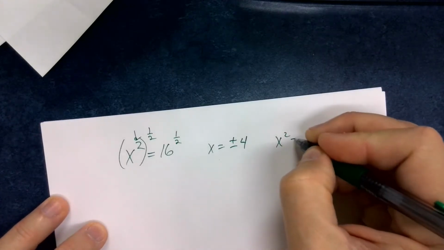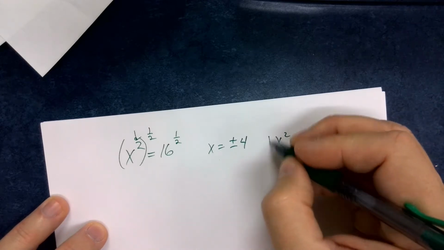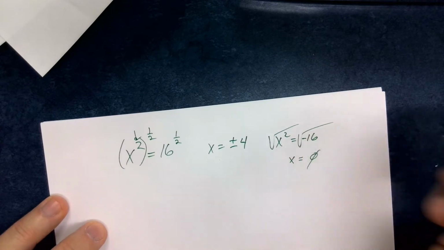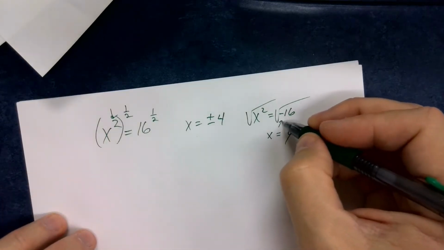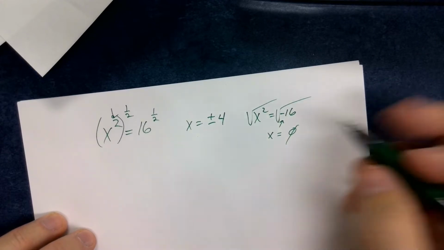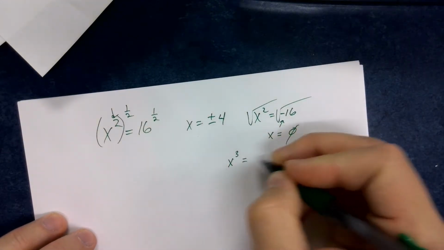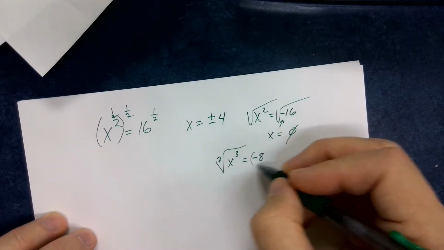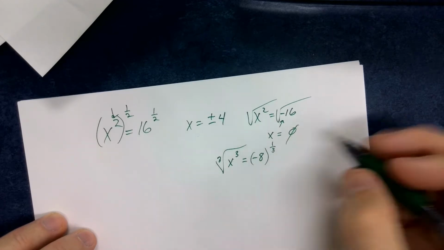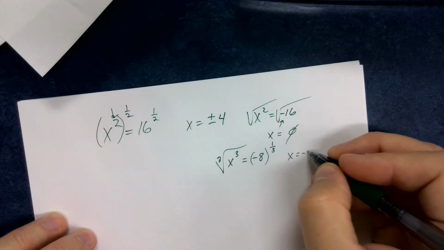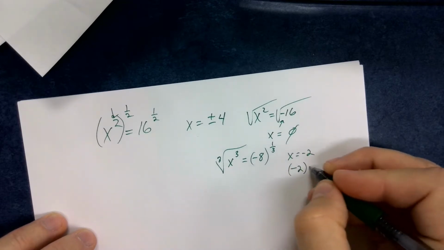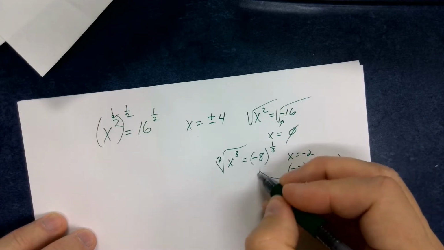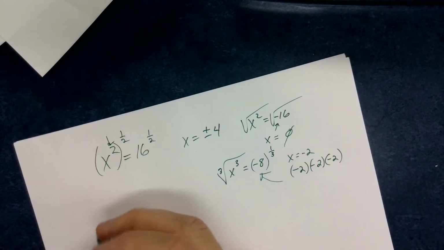If I was solving x squared equals negative 16, and I square rooted both sides, I'd know that x equals no solution because I'm not allowed to square root a negative number. I could cube root a negative number, for instance, like this. Remember, cube root is the same thing as raising it to the 1/3 power, and then I know that x equals negative 2 because negative 2 times negative 2 times negative 2 does equal negative 8. So we have stuff like that.